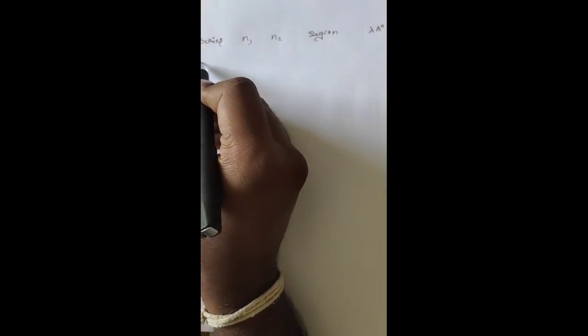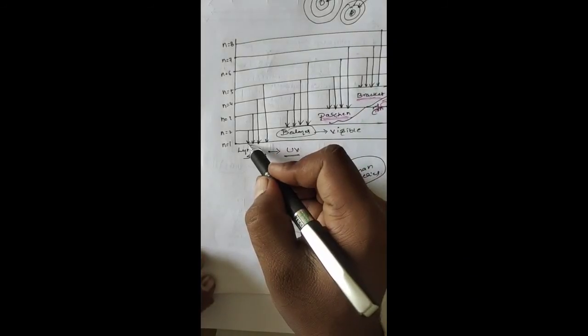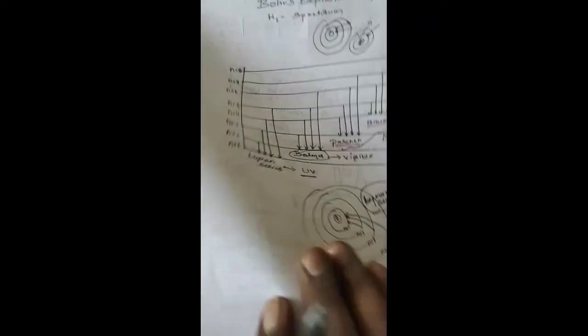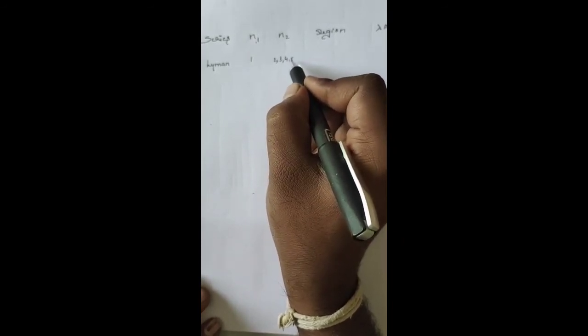First, the Lyman series. For the Lyman series, n1 equals 1, the initial. n2 is nothing but 2, 3, 4, 5. The region is the UV region. In Angstrom, the wavelength is 920 to 1200 Angstroms. That is for the Lyman series.